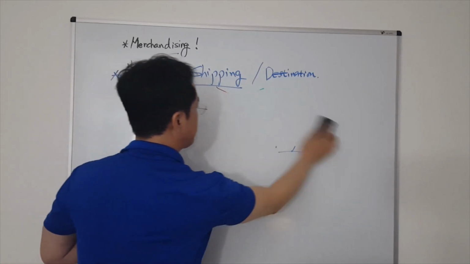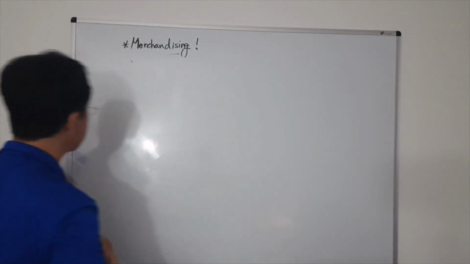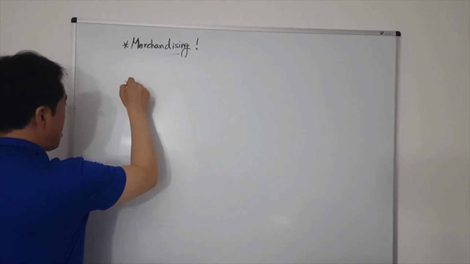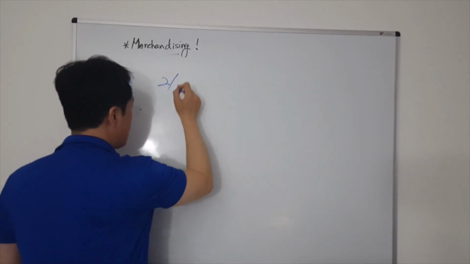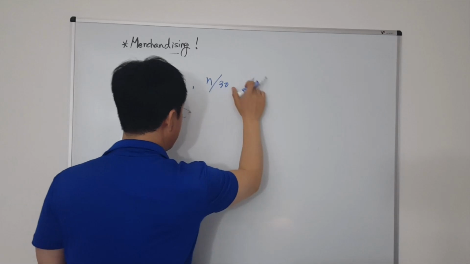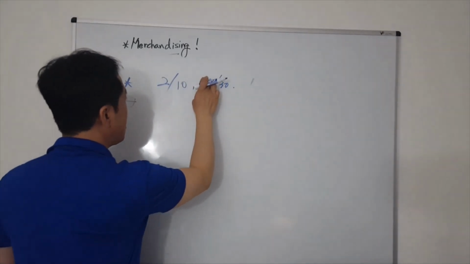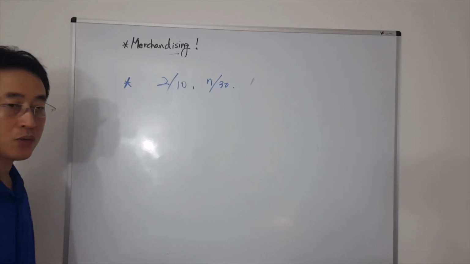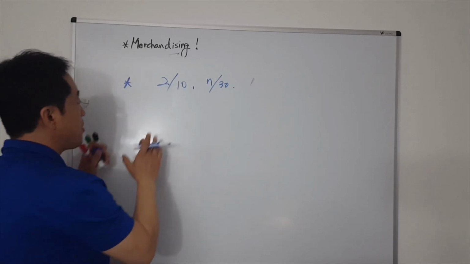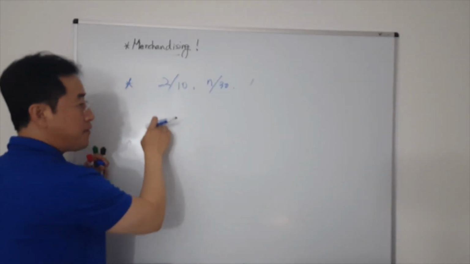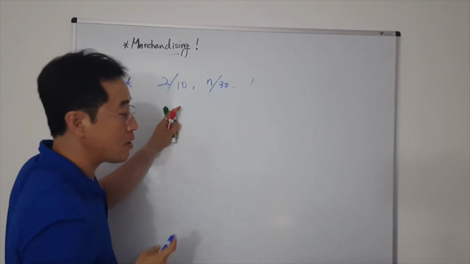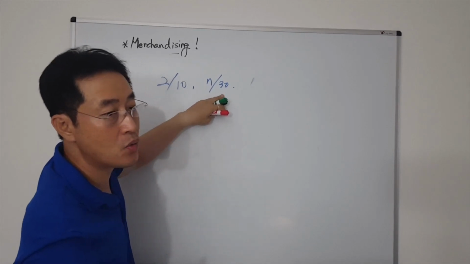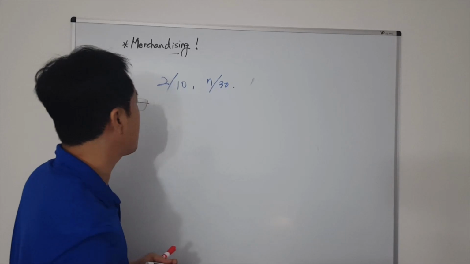One more. Language of accounting is the language of business. That's a new language. That's how we talk. That's how we communicate. 2/10, net 30. What's this? That's what we call a discount agreement between buyer and seller. If the buyer pays the balance in 10 days, the seller is going to grant a 2% discount. In 30 days, no discount, net. That's what it says.